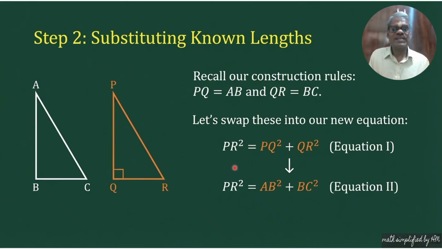We get PR square is equal to PQ square plus QR square as equation 1, and when we replace PQ and QR with AB and BC, we get PR square is equal to AB square plus BC square. Name this as equation 2.